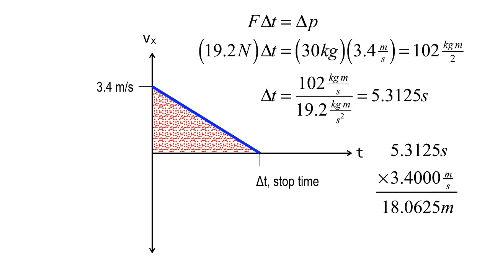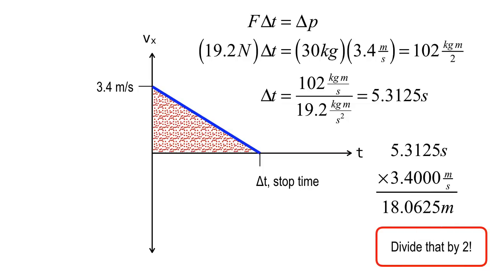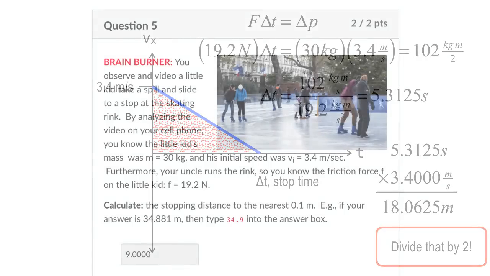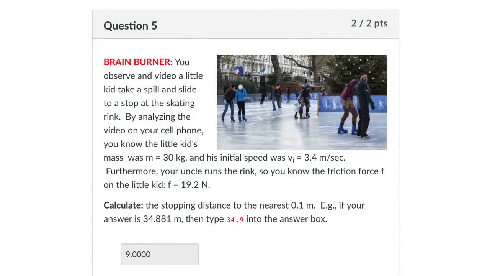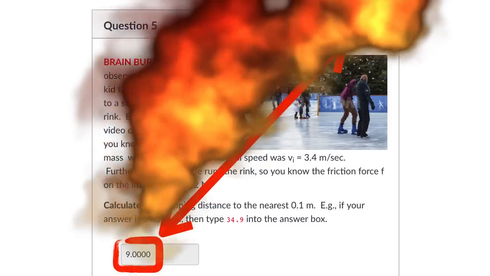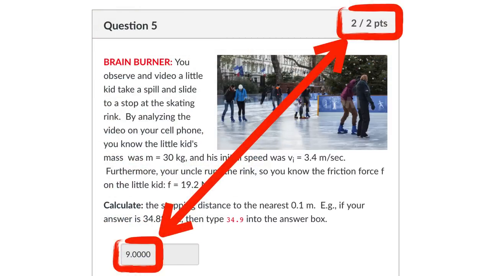That's pretty much it then, right? No? I heard somebody say no. Yeah, you got to divide by 2. So divide that by 2, and we want it to the nearest tenth. So 9 point something, and in this case it'll be 9.0. So there's my answer, stopping distance. So if you get this problem and you want that 2 out of 2, you just burn it in there, 9.0. Or whatever the numbers tell you. Let the numbers do the talking.